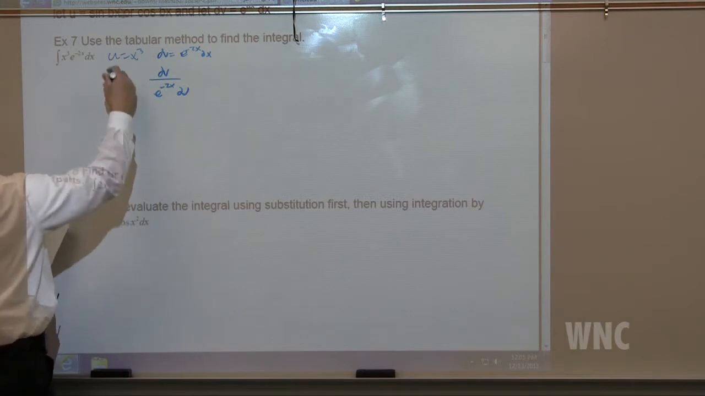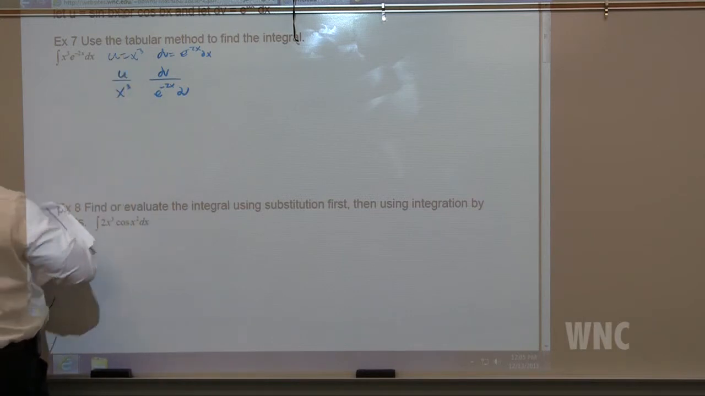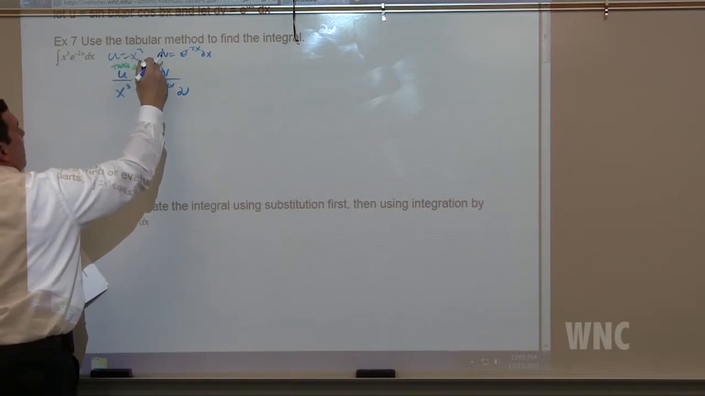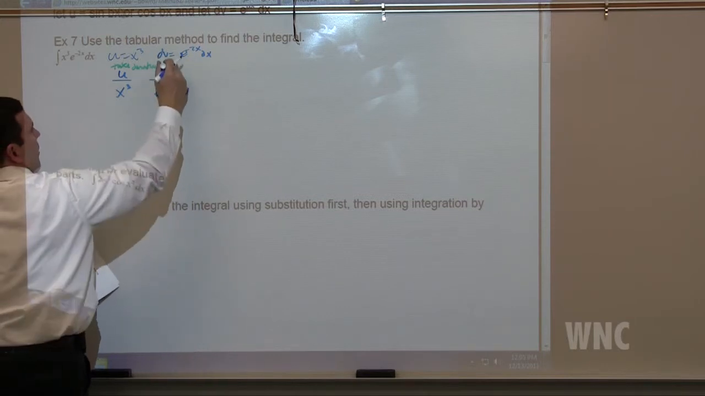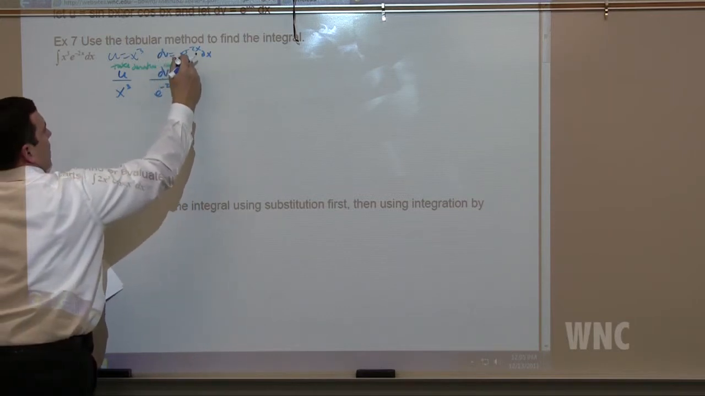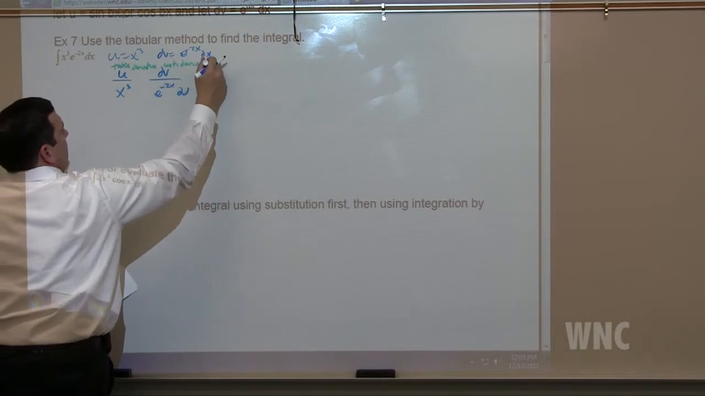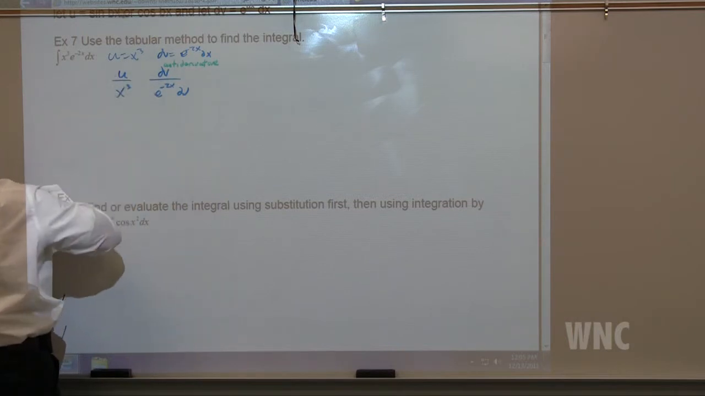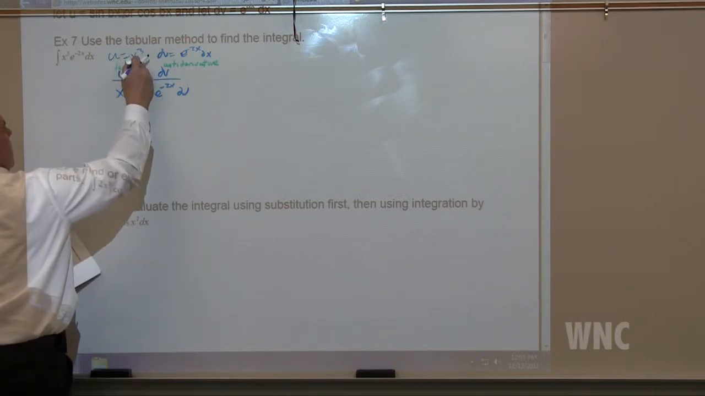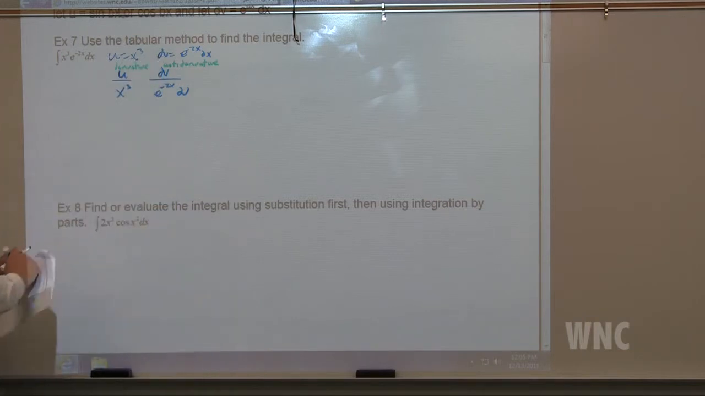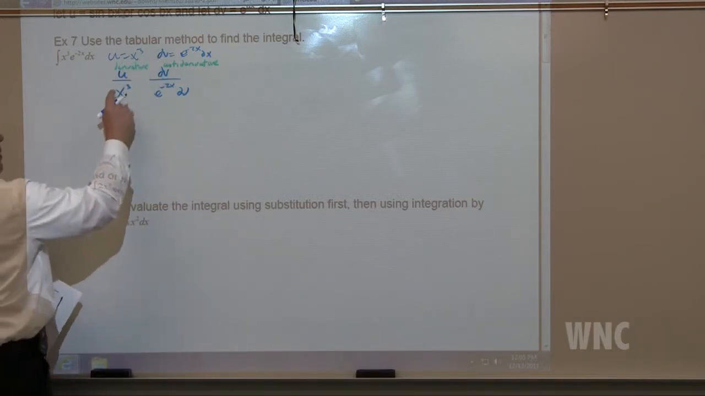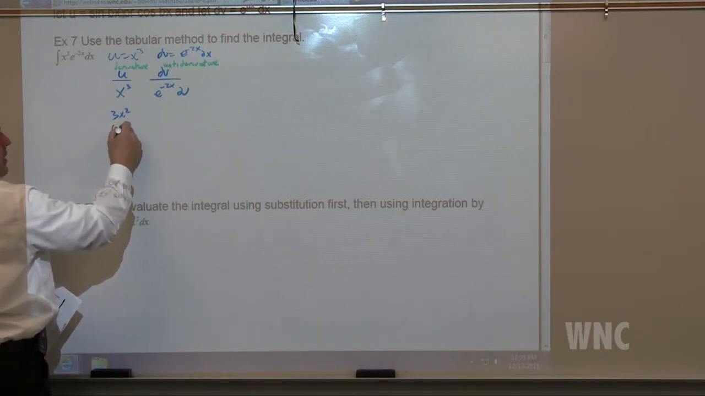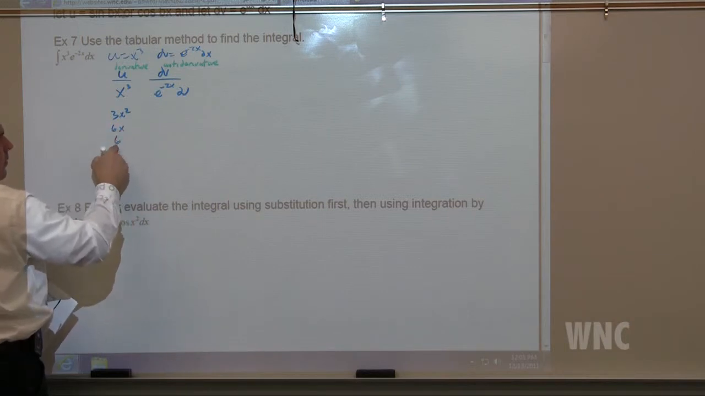For this column, we're going to take the derivative, and for this column, we're going to do the antiderivative. So let's go forward. The derivative of x cubed is 3x squared. Derivative of 3x squared is 6x. Derivative of 6x is 6. Derivative of 6 is 0.